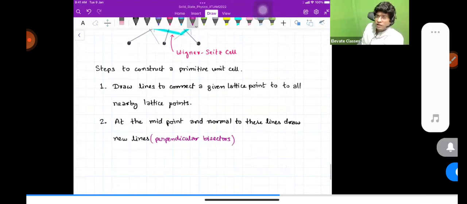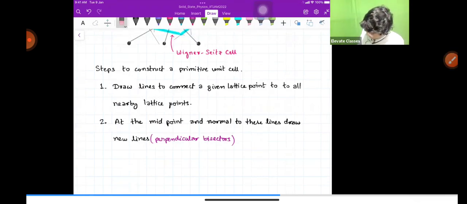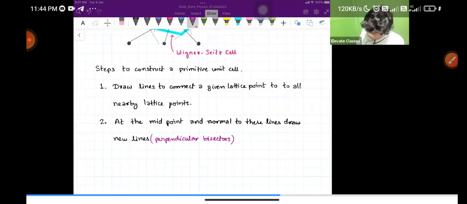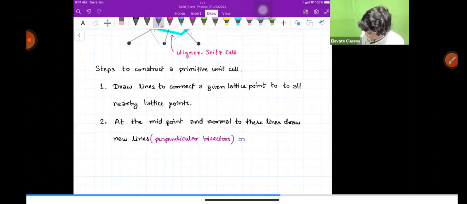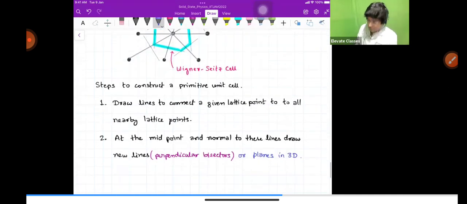All right. Now, in this case, it is a 2D structure, so we have lines, or planes in 3D. In 3D also we can apply the same concept, but in that case we don't draw lines, we draw planes. Instead of a line, we'll join each of the neighboring points and draw planes normal to these lines. So in that case we have a volume occupied. Here we have a surface area. All right.